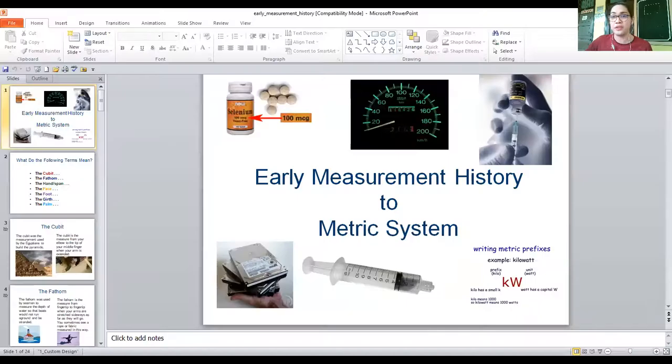Okay, so now we will proceed right away to our video discussions. These are the topics that we have in this video discussion. So I will be sharing the screen here. We are already in the world of measurement. In the last video discussion, we talked about the history of measurement. This time we will continue to talk about measurement, from the early measurement history to the metric system. So I hope you will be guided by our discussion for today.